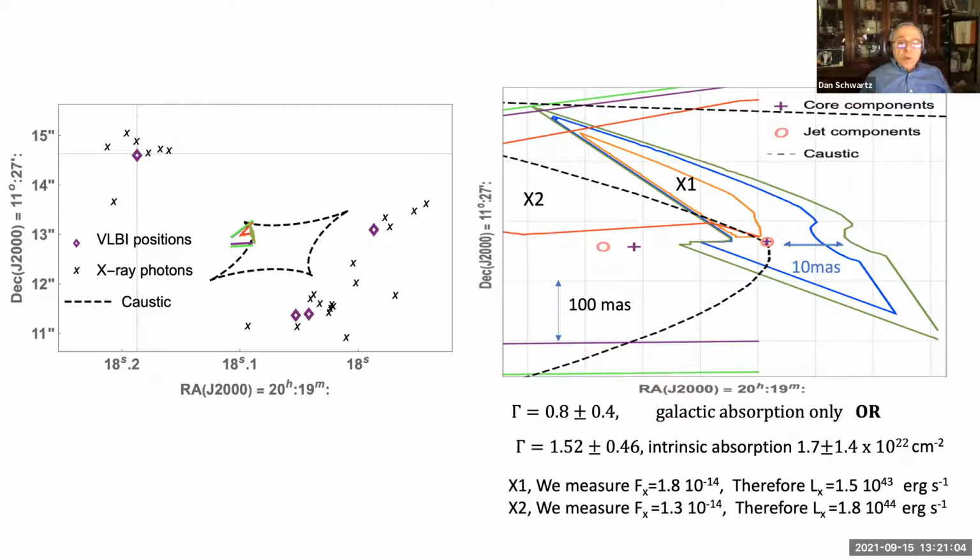So in the blow-up here, we see the X-ray positions better. X1, which must be inside the caustic, X2 outside the caustic to the 1 sigma, 90%, 95% contours. So in one dimension, perpendicular to the caustic, we've measured X1 to be within plus or minus 5 milli-arcseconds of the VLBI counterpart. Now, parallel to the caustic, the error could be something like 80 milli-arcseconds. It's very much larger.